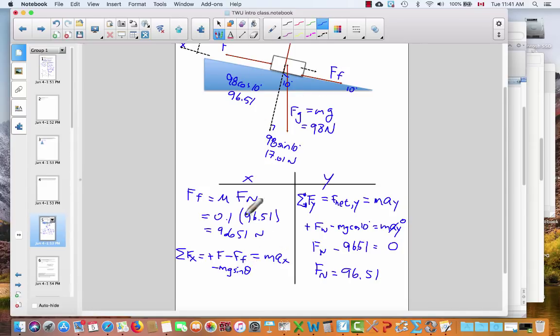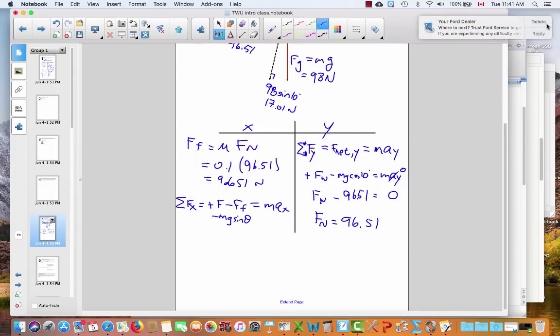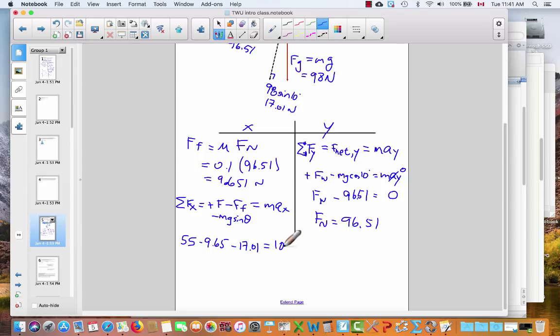Alrighty, so now we can substitute in. The pull force was 55. We had 9.65 newtons of friction. We had 17.01 newtons of gravity pulling us down the ramp. That's going to equal mass times acceleration, and we could just solve directly for the acceleration.